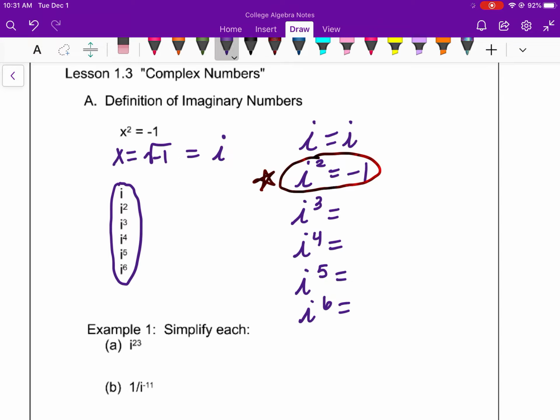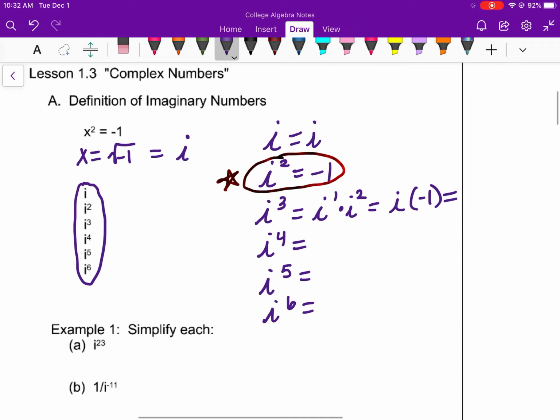All right, i to the third. If I break up my power of 3, I would have i to the first times i to the second. I know that i to the second is -1, so i to the third is defined as -i. i to the fourth can be written as i squared times i squared. So that's -1 times -1, and that is 1.